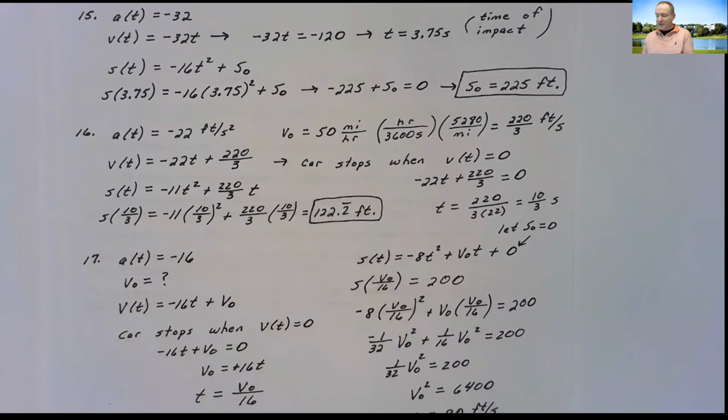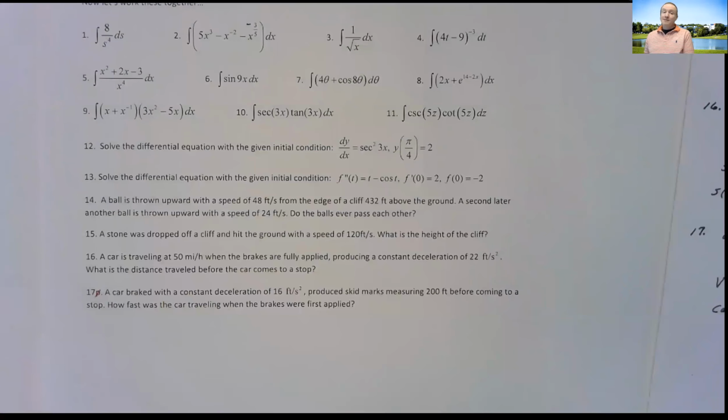For number 17 here, once again, you're going to have a car braking. A car braked with a constant deceleration of 16 feet per second squared. It's producing skid marks measuring 200 feet before coming to a stop. How fast was the car traveling when the brakes were first applied? So this time we're trying to solve for what the original velocity was.